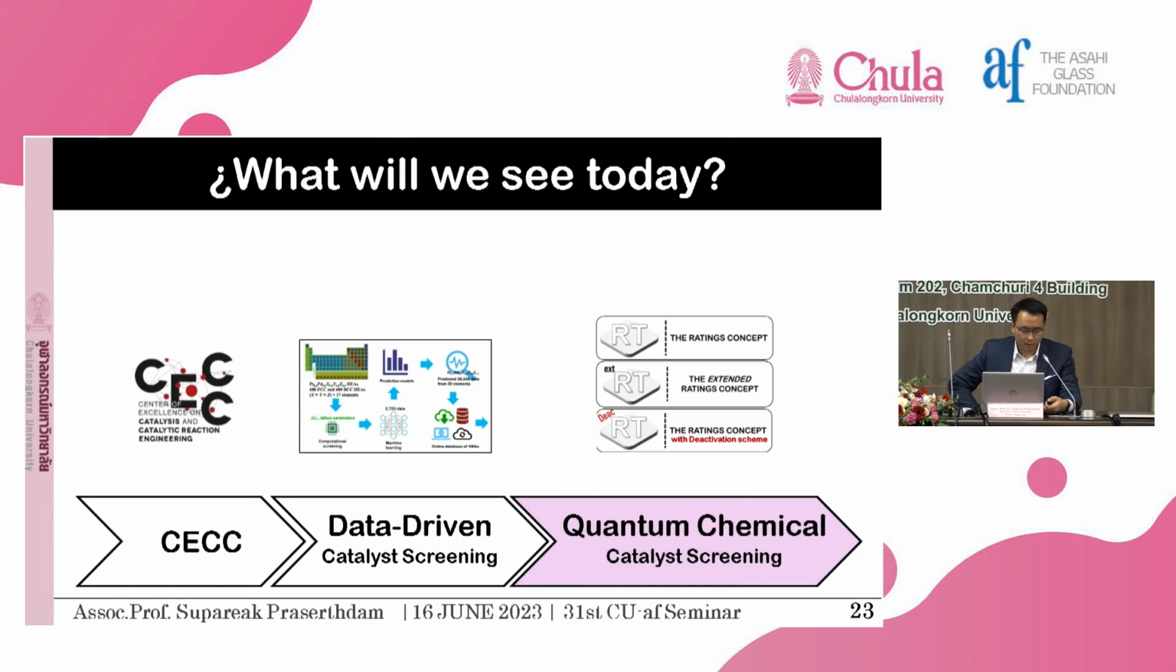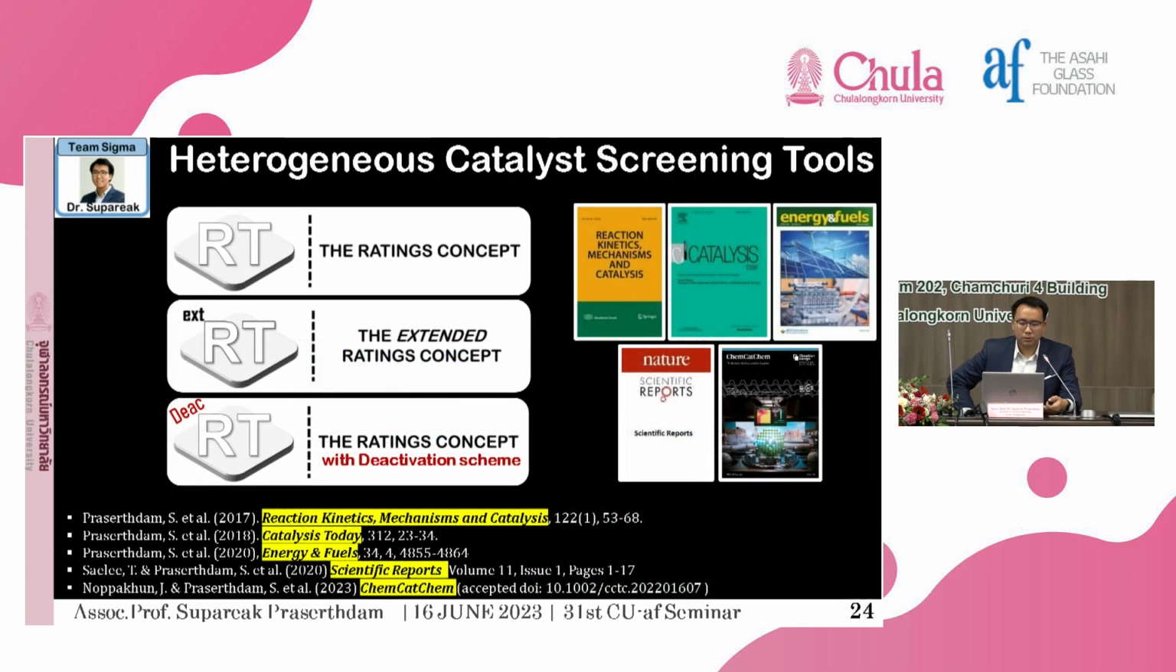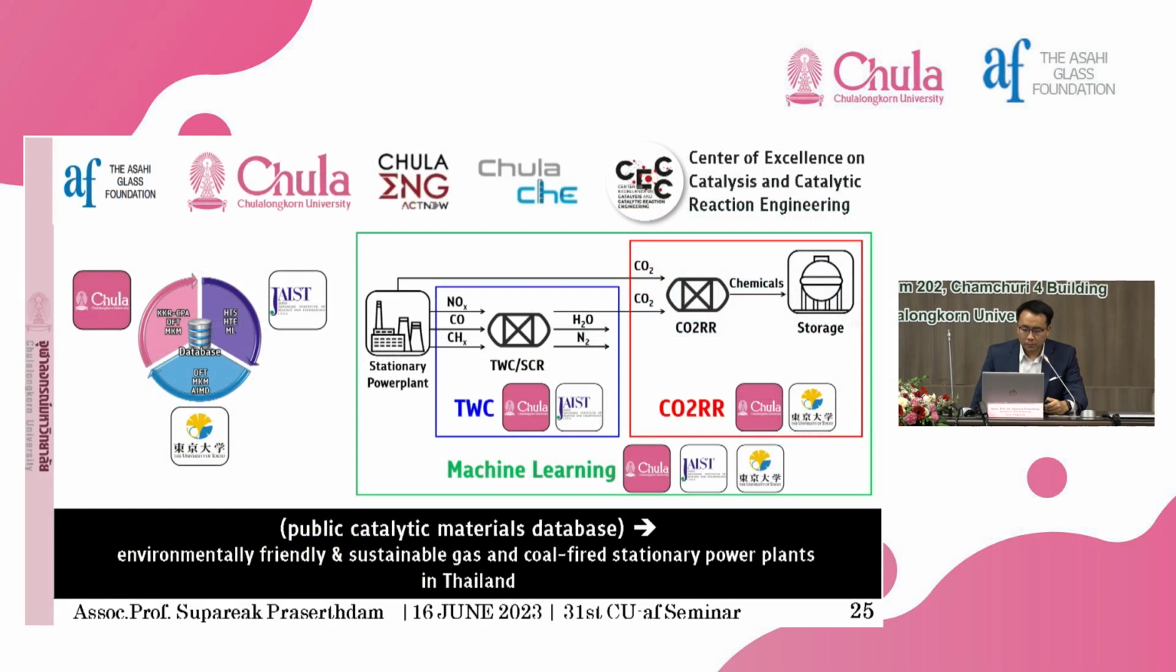Okay. For the second part, since I have 2.5 minutes left, I will go to our signature work. This one is our own screening tools. It's pure computational. It was developed since 2017, and it has been published in these 5 articles. The latest one is on the bottom right corner in ChemCatChem. As I told you, this is the second part of the treatment of this CO2.